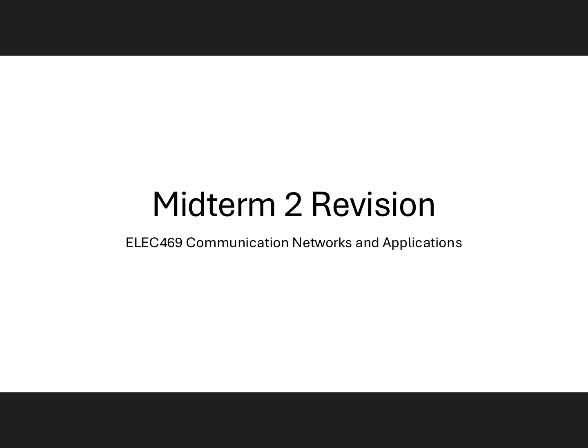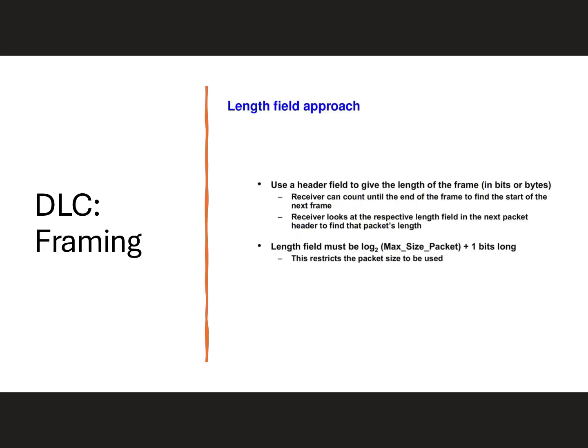So here I go through a quick revision of the key elements that we have studied for the material of midterm 2, which starts at chapter 3, the data link layer, DLC, and continues through chapter 4, the networking layer, and then chapter 5, queuing theory.